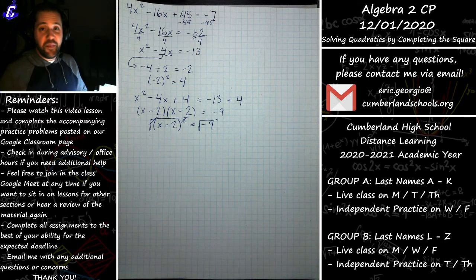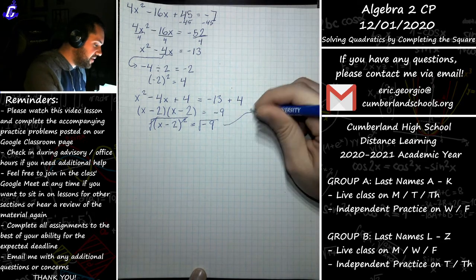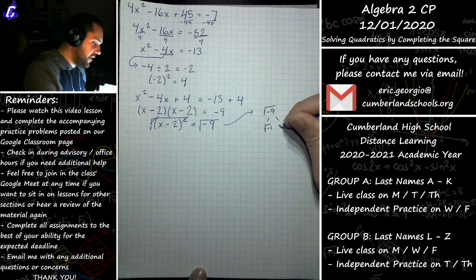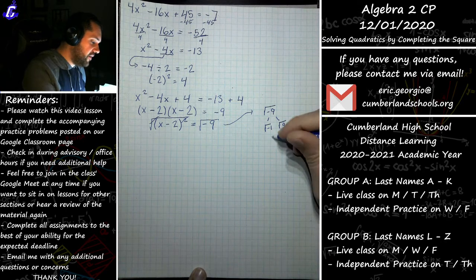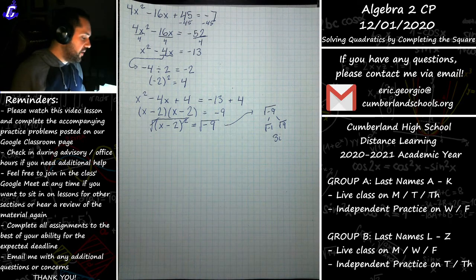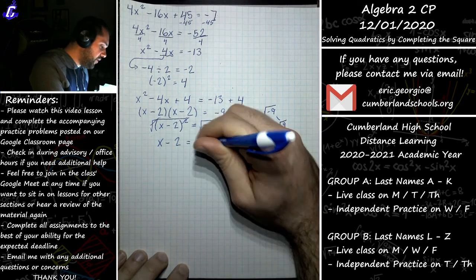Well, what's the square root of positive 9? The square root of positive 9 is 3. So the square root of negative 9, oh yeah, you guessed it, we need an i, right? Technically, it would break down to the square root of negative 1 times the square root of 9. We can pop out that i. The square root of negative 1 is i. The square root of 9 is 3. I would write this as 3i. Correct? So we can say that x minus 2 is equal to 3i.